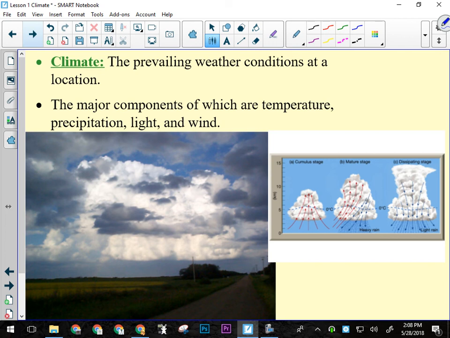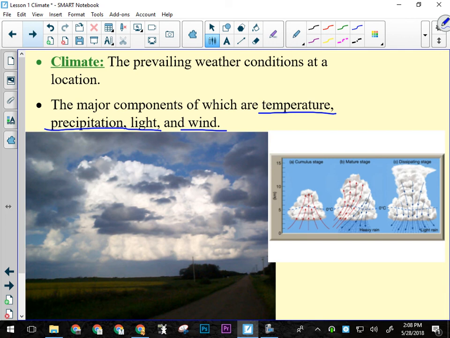Okay. So the major components, when we describe the climate of an area, we describe 4 things. Temperature. Okay? That's kind of the obvious one. We would describe precipitation. Is it wet or dry? Snowy or rainy? How much light is that particular area going to get? And windy. Is it going to be windy or not? And what direction is it prevailingly coming from?